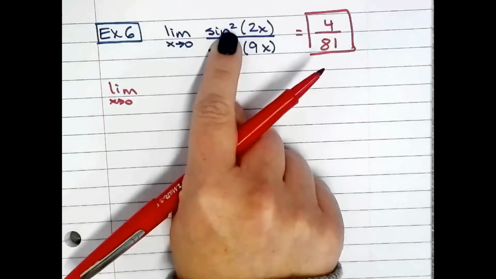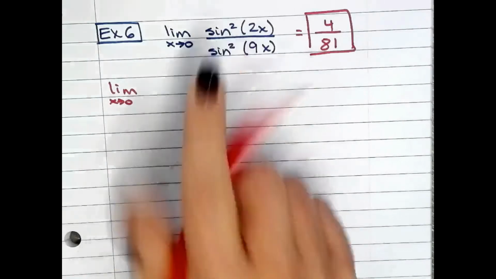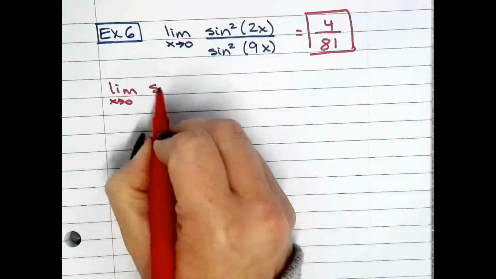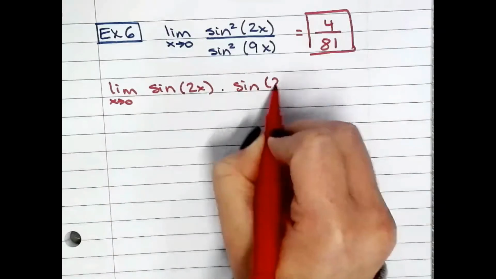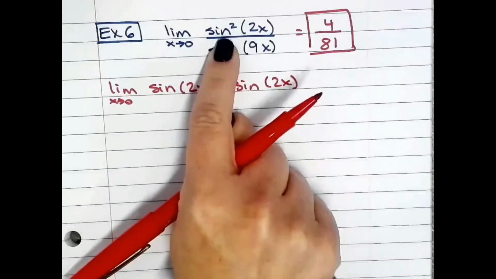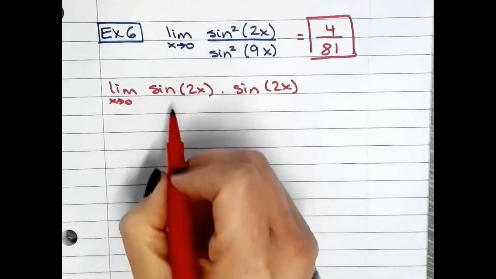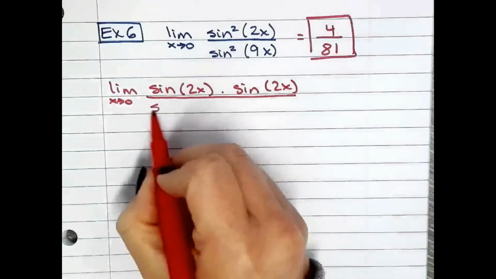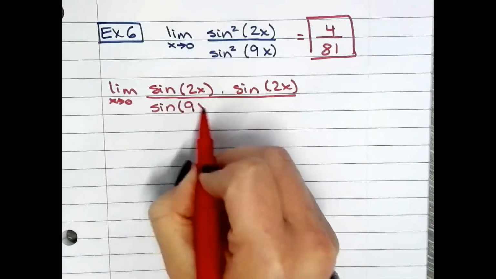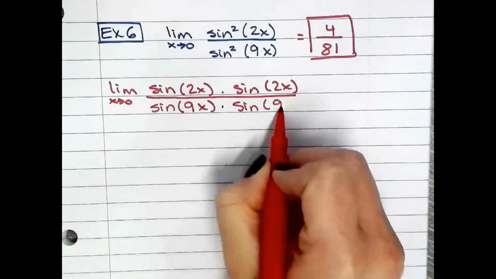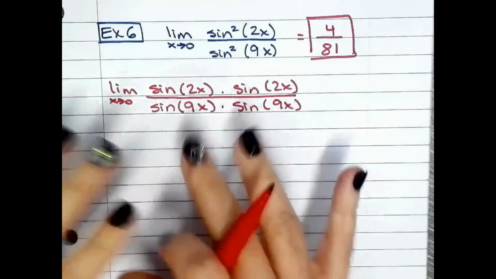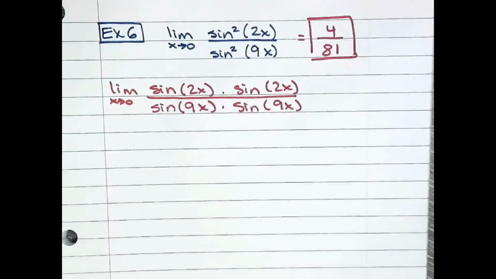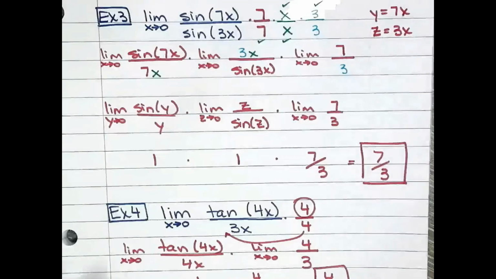So I'm trying to find the limit as x approaches 0 of sine squared. So what does that really mean? Sine squared means sine times sine. So I have sine of 2x times sine of 2x. And then over, same idea, sine of 9x times sine of 9x. Okay? Now we're going to split that up and make it work like we did in example 3.